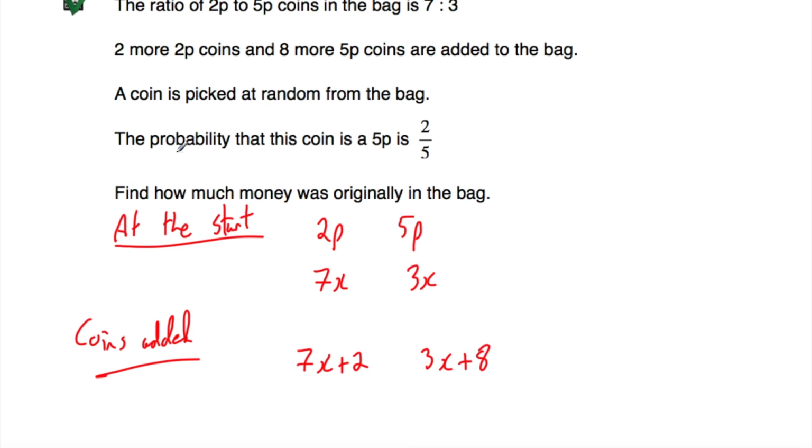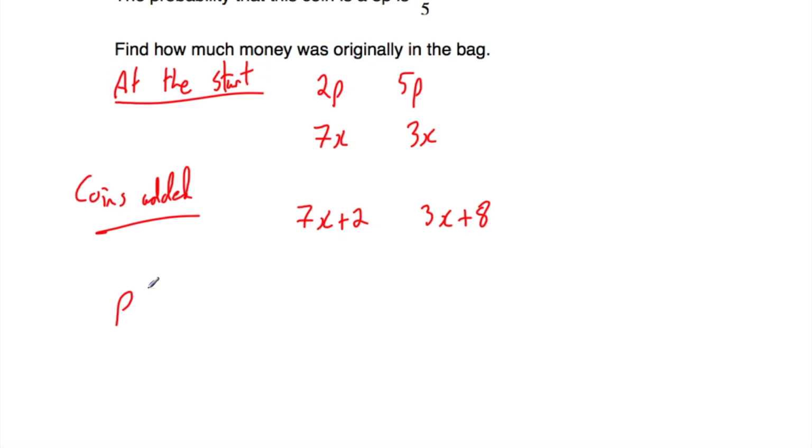Now if we carry on, we're then told the probability that a coin picked at random being a 5p is equal to 2/5. So let's find an expression for the probability of a 5p. It'd be the number of 5p coins in the bag, which is 3x plus 8, over the total. And in terms of the total number of coins, if we add these together, 7x plus 3x is 10x, and 2 plus 8 is equal to 10. So that means the probability of picking a 5p coin from the bag will be 3x plus 8 over 10x plus 10. So that's fantastic.